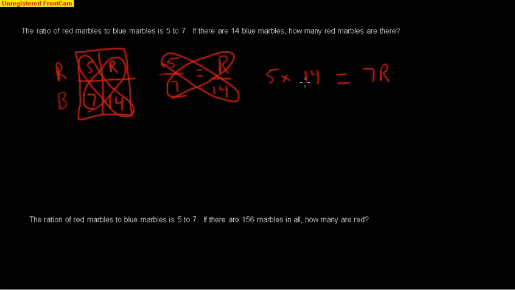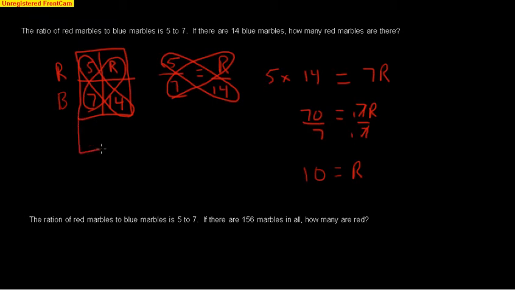5 times 10 is 50, plus 5 times 4 is 20. 50 plus 20 is 70, 7R. Divide by 7, divide by 7. R equals 10. So yesterday we didn't draw ratio boxes, we just wrote them as fractions, but we could have.